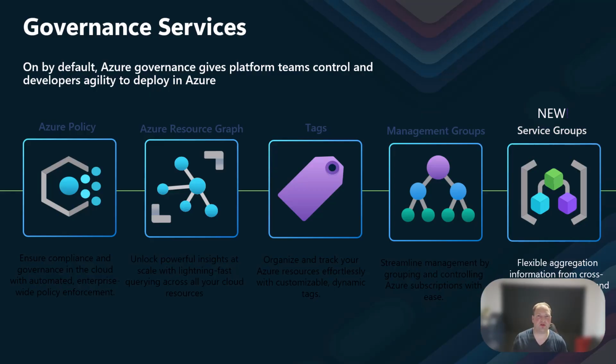So just to recap, you've got your Azure Policy for enforcing compliance, then you've got your Resource Graph for resource visibility and query capability, then you've got your tags for metadata organization and query, then you've got your management groups for hierarchy and subscription management. And now with service groups, you have a new powerful way to flexibly aggregate and view the information from cross-subscription resources and scopes. So service groups are a game changer for cloud governance, making it easier than ever to organize, manage, and get insights across your entire Azure estate exactly the way you want it.